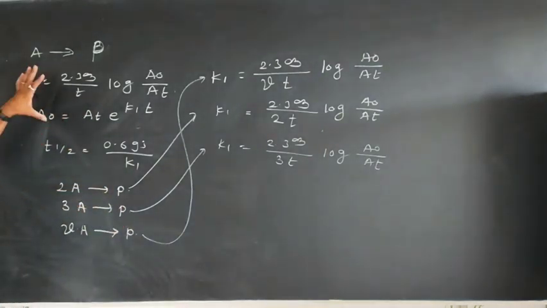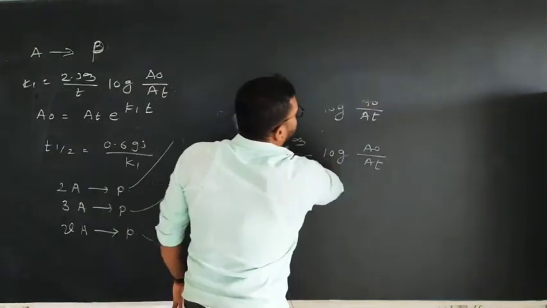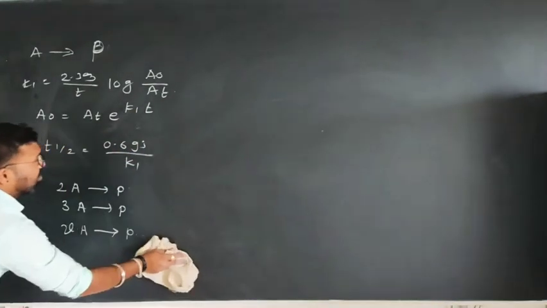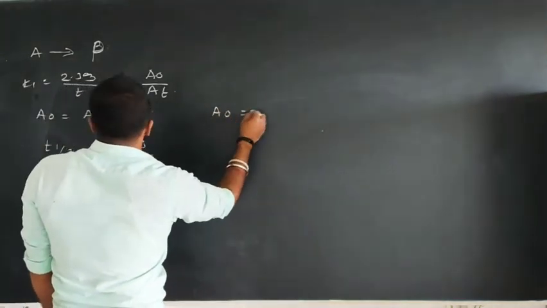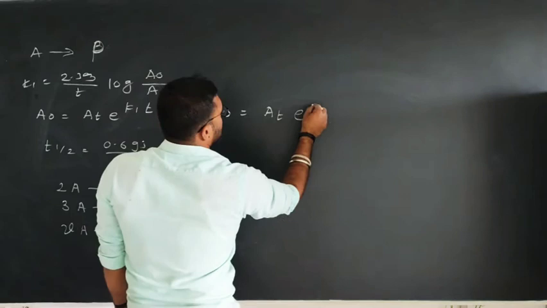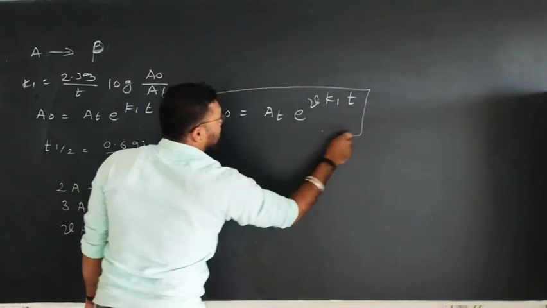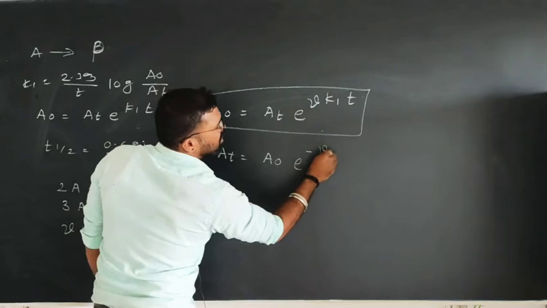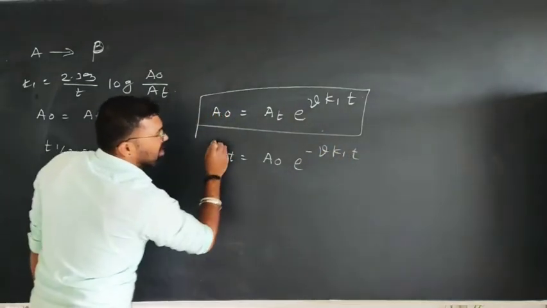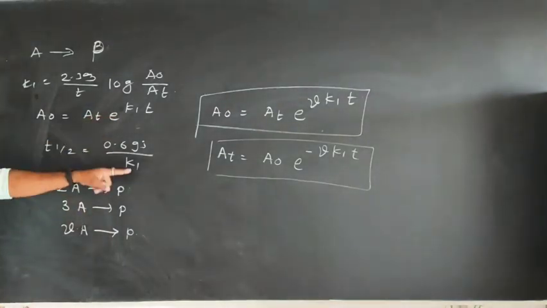If you want to write the stoichiometry for the exponential form, no problem, it is also simple. Suppose you want to write the exponential form of a reaction having a stoichiometry other than unity, then you can write A0 is equal to At e raised to stoichiometry into K into t, and in terms of At, At is equal to A0 e raised to minus stoichiometry into K1 into t. These are the exponential forms.